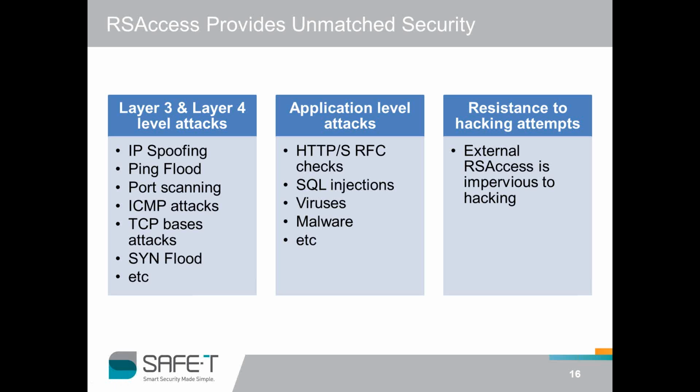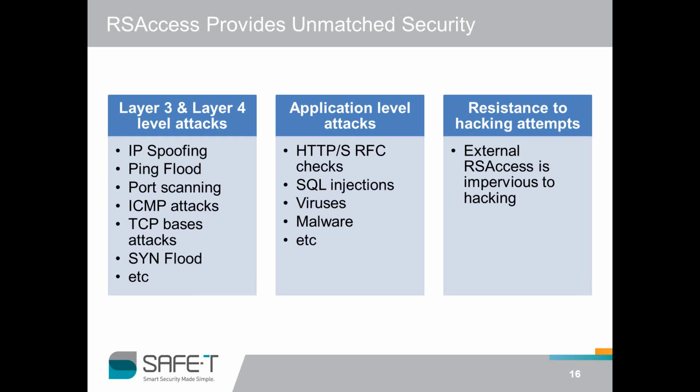RSAccess provides unmatched security, and when we're looking at the type of attacks that RSAccess can eliminate, detect and mitigate, we can see that there are layer 3 and layer 4 level attacks, such as IP spoofing, ping floods, TCP floods, port scanning, ICMP attacks. Any TCP-based attacks such as SYN floods and so on are also mitigated by the RSAccess.